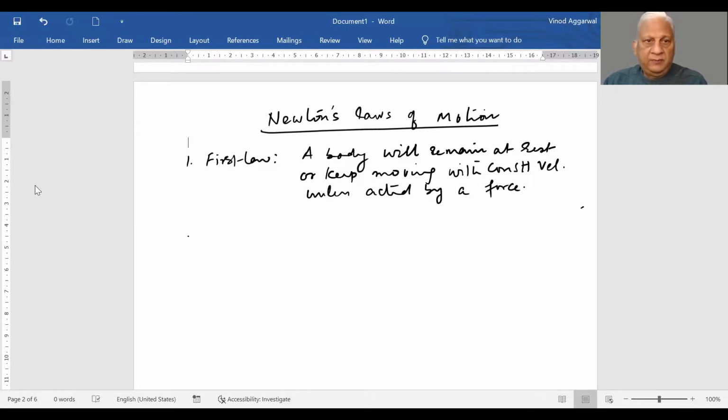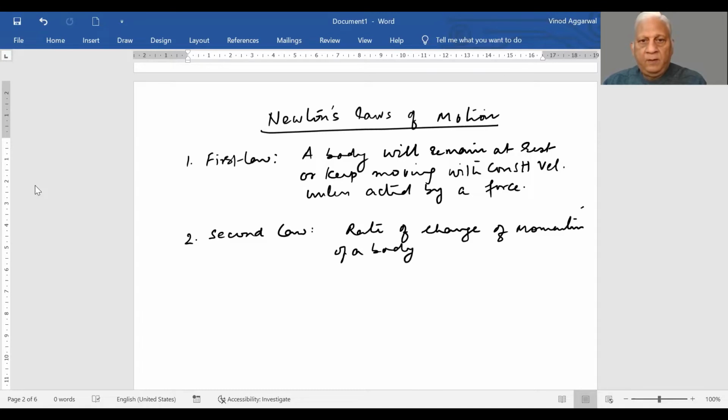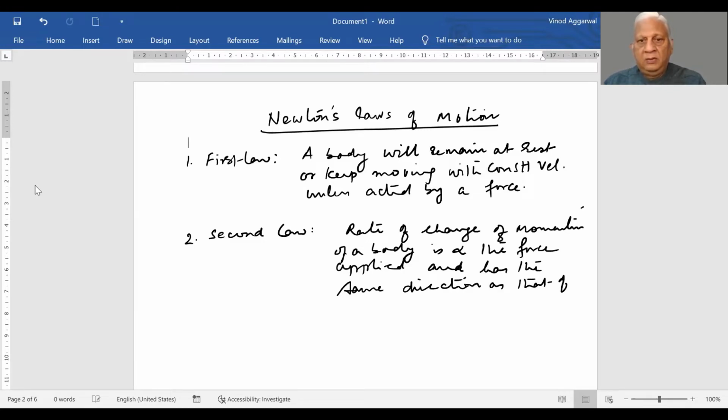What does the second law say? Second law says the rate of change of momentum of a body is proportional to the force applied, and has the same direction as that of the force.